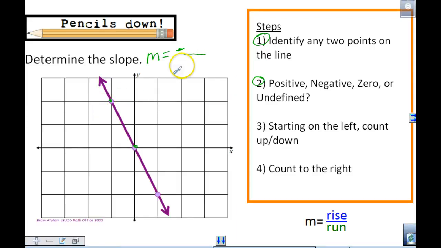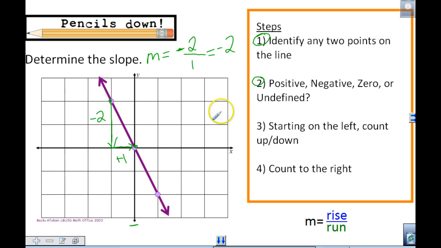So we have, from here to here, I have to go down 2. Since I went down, that is negative 2. And here I'm going to the right 1, so that's positive 1. So the slope is negative 2 over 1, or just negative 2.